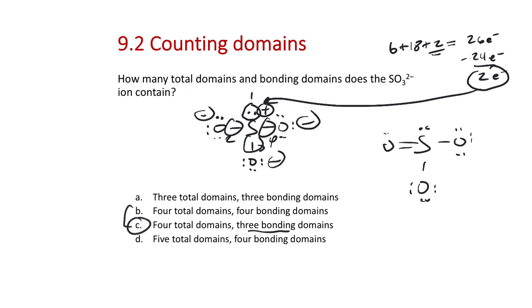And I think it's debatable, but it doesn't matter, right? Because this is still just one domain. So this is one domain, this is our second domain, 3 and 4. So we still have 4 total domains. So it doesn't matter if it's a single or double bond.